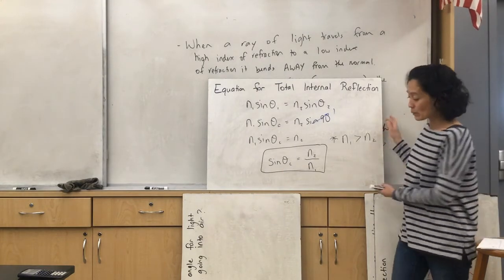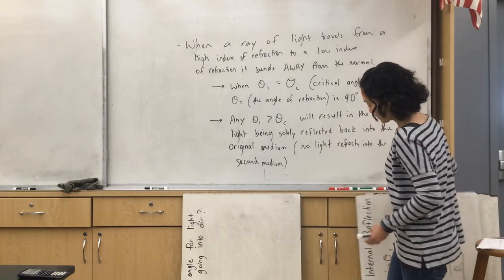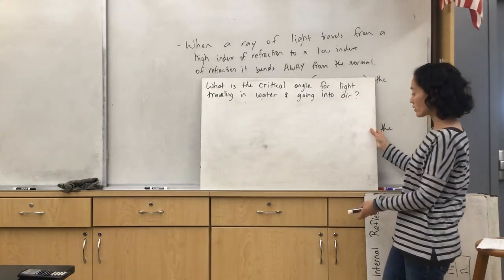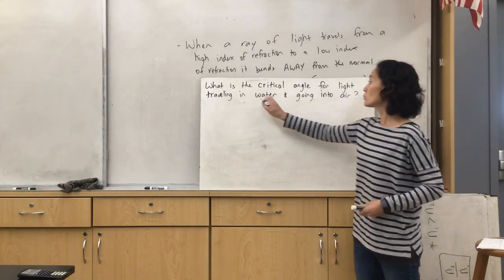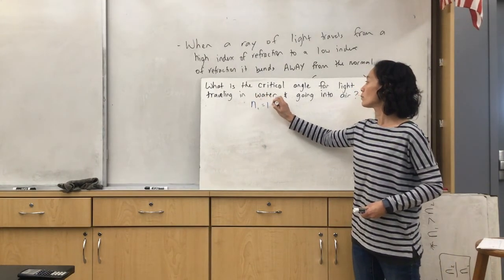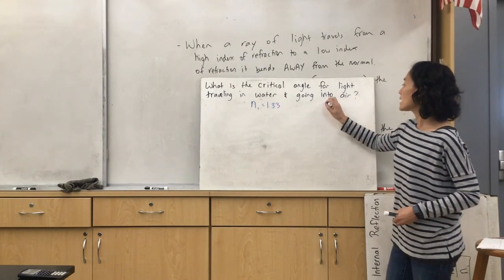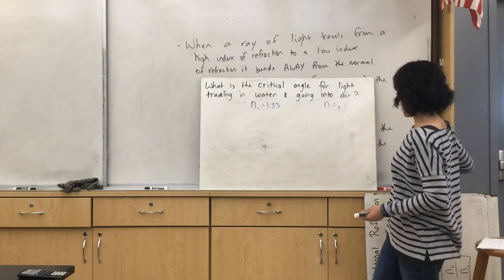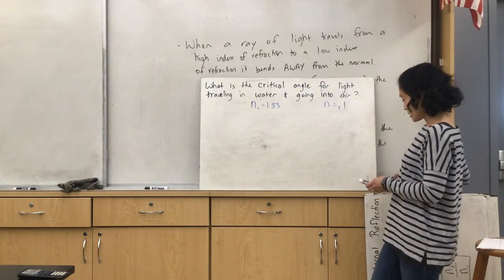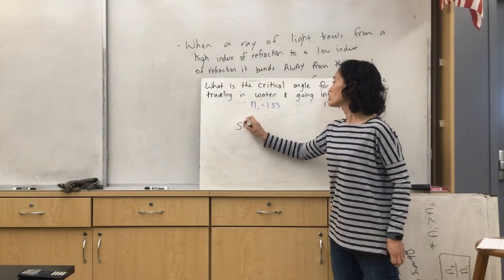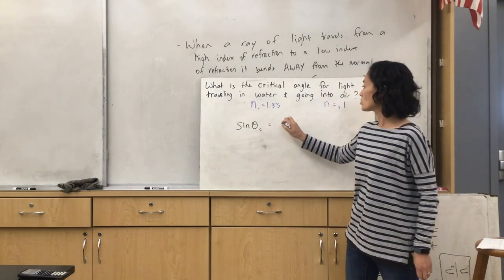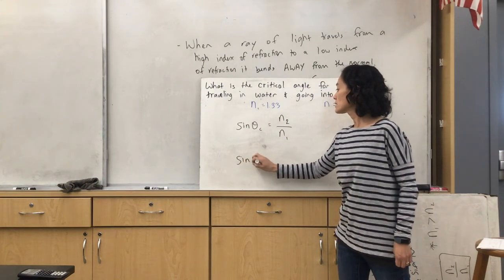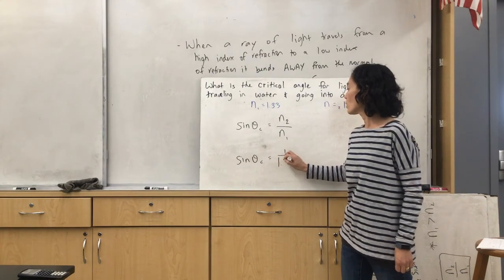So let's look at one example of this. This says, what is the critical angle for light traveling in water and going into air? So it's traveling in water, so here's my N1 of 1.33. Going into air, that's N2. N2 is equal to 1. So in this case, here's my relationship. Sine of theta c is equal to N2 over N1. So sine of theta c is equal to 1 over 1.33.